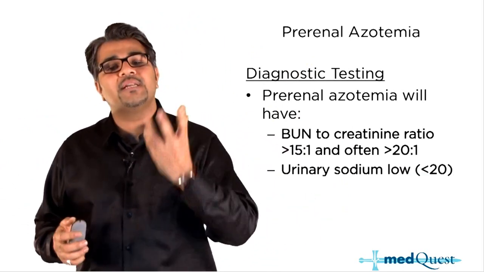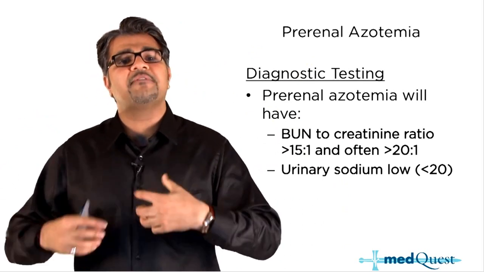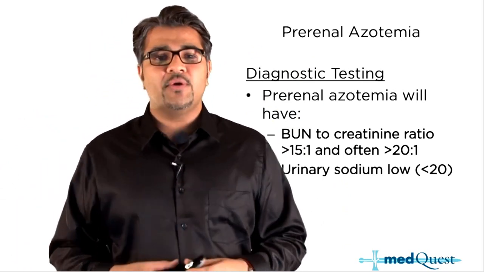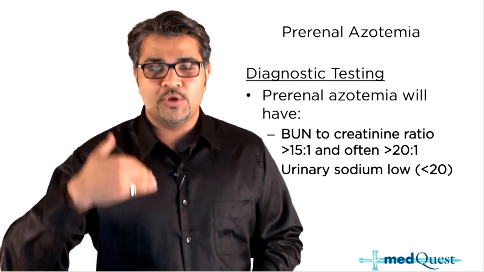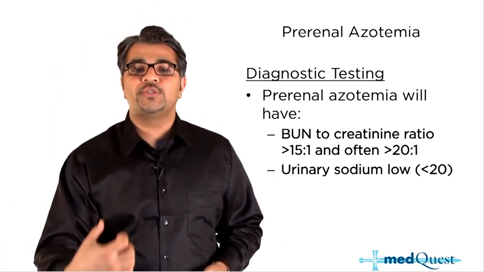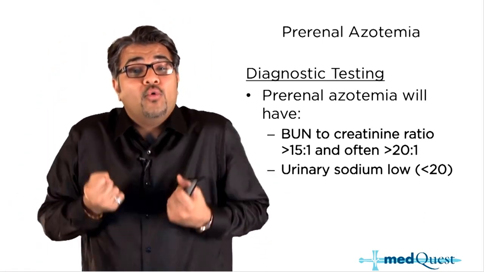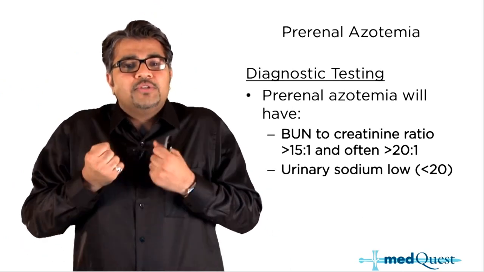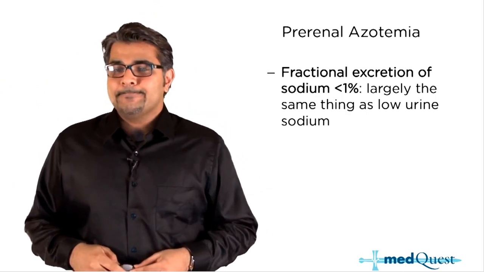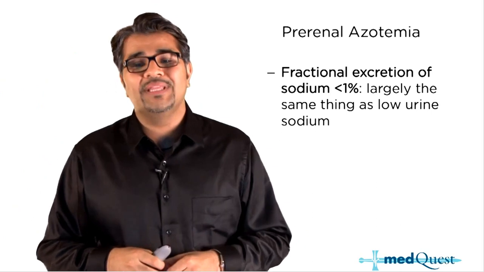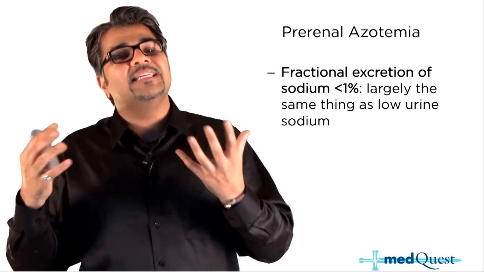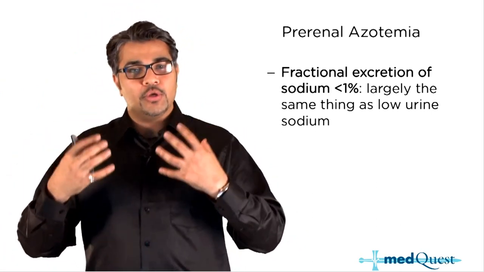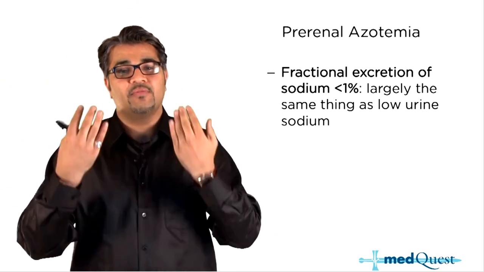Your urine sodium is going to be low. Your FeNa, your fractional excretion of sodium, will be less than 1% when you calculate it. And therefore, your urinary sodium is going to be low. Why? Because you're going to try to hold on to sodium. As I mentioned, fractional excretion of sodium will be less than 1%. This is basically the exact same thing as I mentioned before. Low urine sodium. You're holding on to sodium. Therefore, you're going to release less.